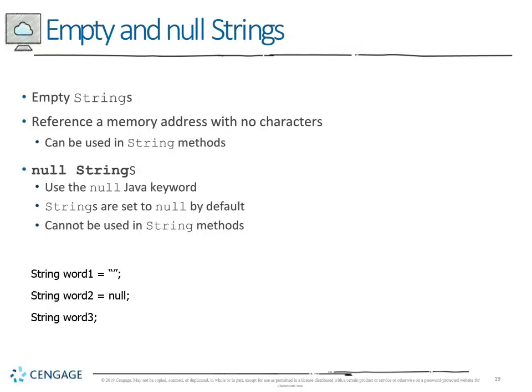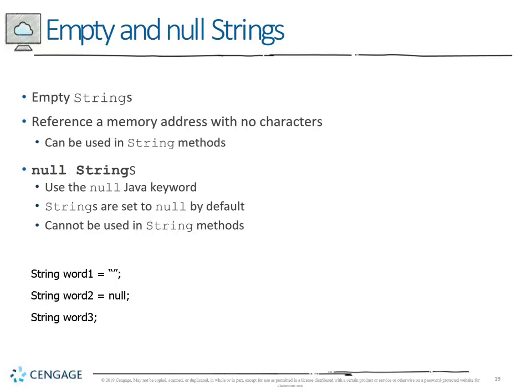Programmers often are confused by the difference between empty strings and null strings. We can create an empty string named word1 and two null strings named word2 and word3. So word1 references a memory address where no characters are stored. The null string word2 uses the Java keyword null, so word2 doesn't yet hold a memory address. The unassigned string word3 is also a null string by default.